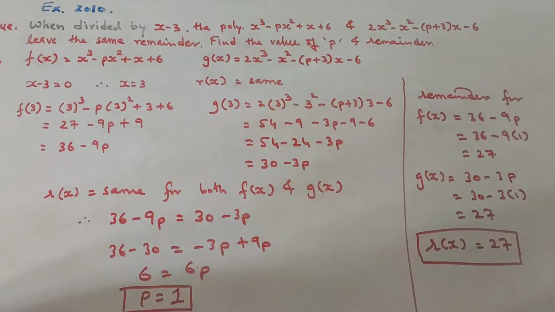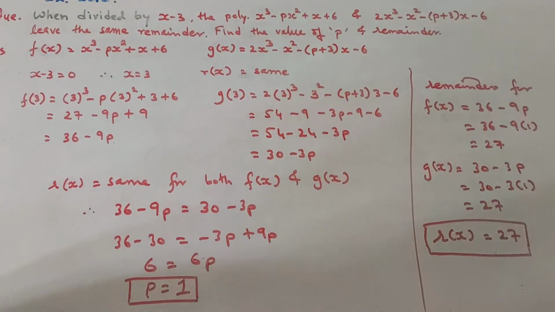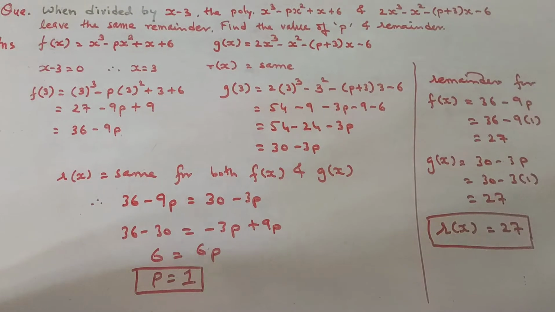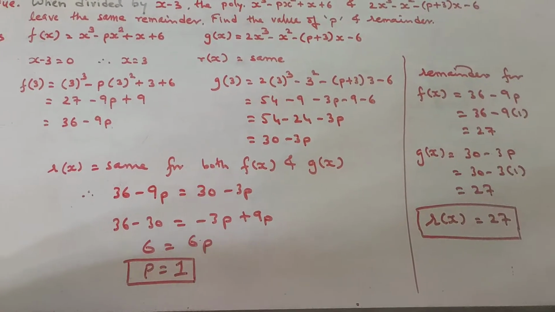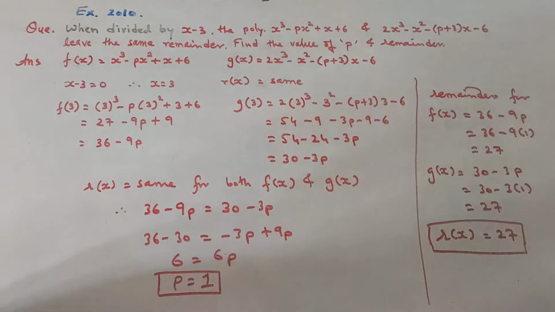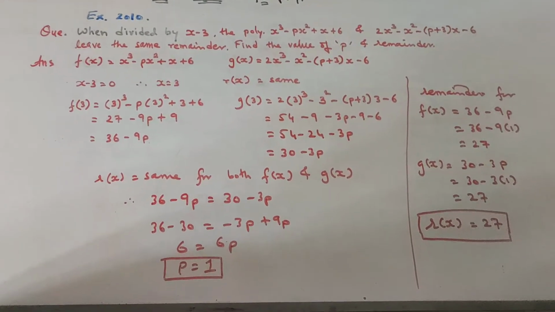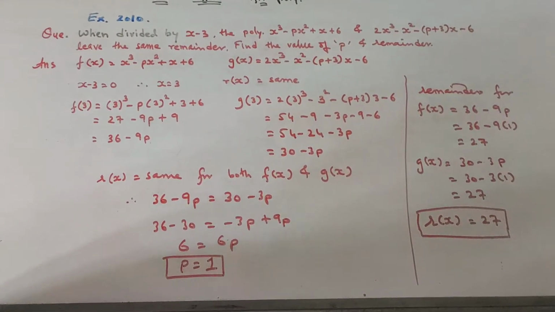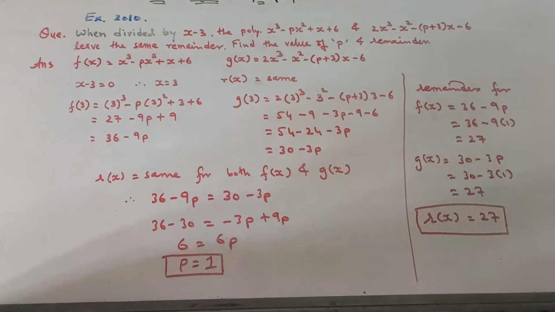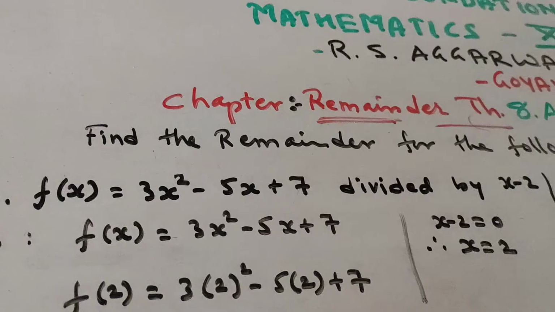This question carries 4 marks. So 1 mark for solving f(x), 1 mark for solving g(x), 1 mark for finding out the value of p, and 1 mark for finding out the value of R(x). If you do the sum nicely without any calculation mistakes, then you will definitely get 4 out of 4. I hope you understood this one. Let us begin with the exercise.